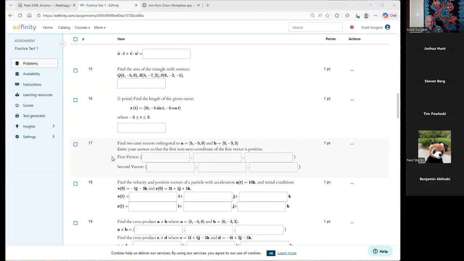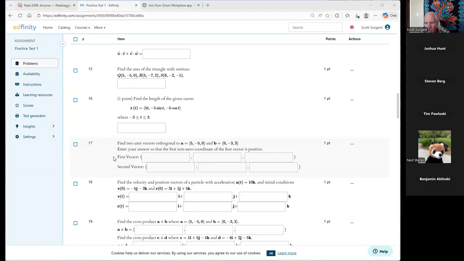All right, I'm going to share my screen. So find two unit vectors that are orthogonal to these two vectors. Enter your answer so that the first non-zero coordinate of the first vector is positive. All right, so let me copy down the vectors and then I'll go to my overhead here. Now your numbers may vary, so keep that in mind.